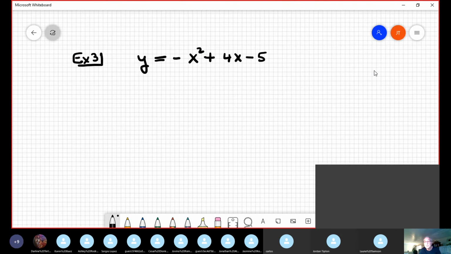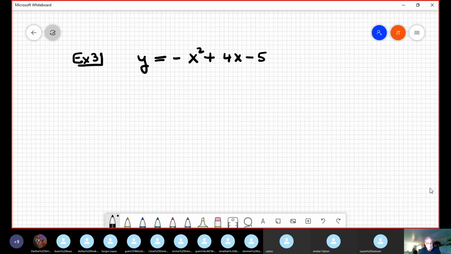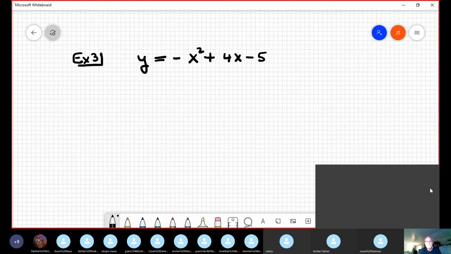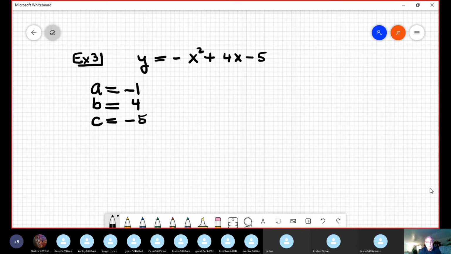I have a question, Sergio. Is this the standard or vertex form? We have two possibilities, standard or vertex. Standard, very well. So, immediate identification of a, b, c: a is -1, b is 4, and c is -5.